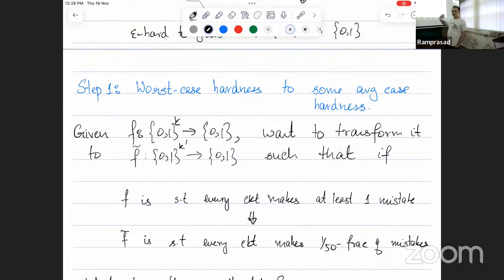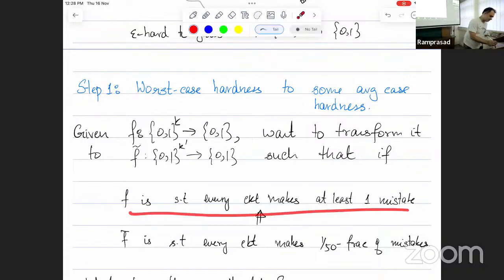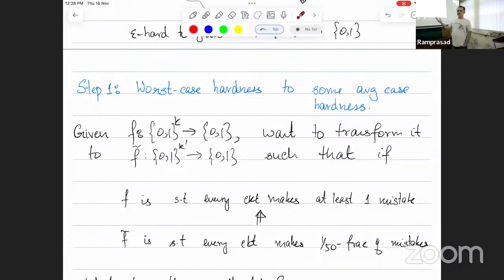Now let's look at the contrapositive of this. What's the contrapositive? I replace the arrow with the other direction and negate both statements. The negation of the first statement, that every circuit makes at least one mistake, is that f is computable by a small circuit.